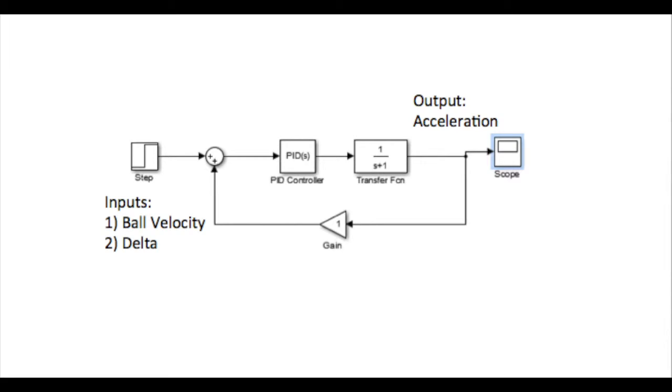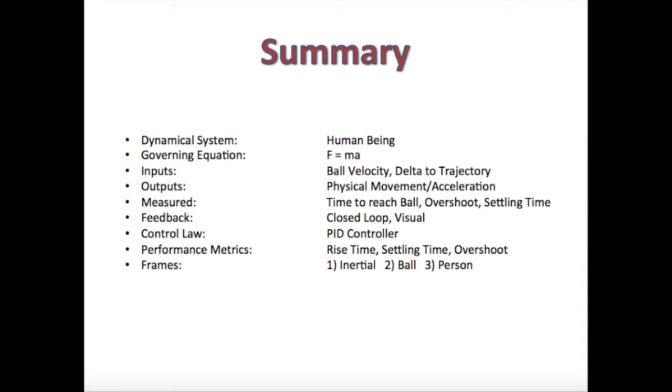So our control law consisted only of a PID controller. The inputs were ball velocity and delta, while the outputs were simply acceleration or movement towards the ball. Our dynamical system was a human being. Our governing equation was only F equals ma. And our feedback was simply closed loop and visual, all occurring in the human mind.